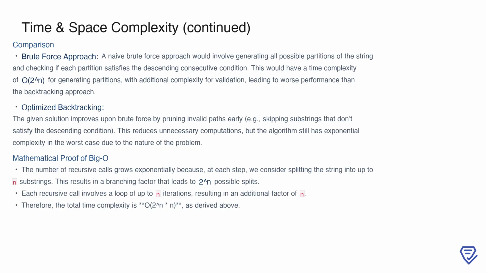However, even with these optimizations, the problem's inherent complexity means that the algorithm still has exponential time complexity in the worst case. To better understand the exponential growth, we can mathematically prove that the number of recursive calls grows as 2^n, since each step involves considering multiple splits. Each call includes a loop of up to n iterations, adding a linear factor, which confirms the total time complexity of O(2^n * n).